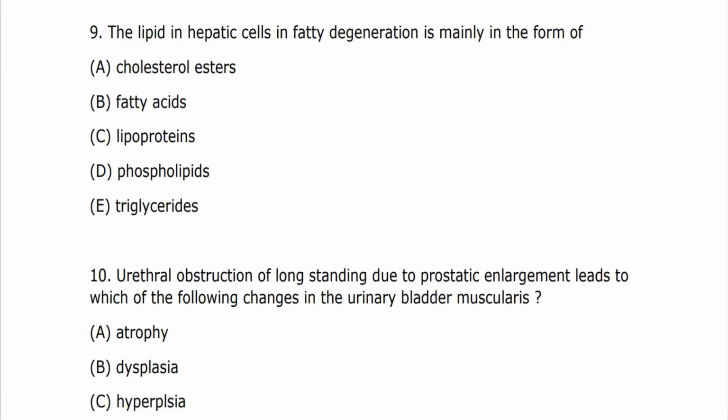Question number 9. The lipid in hepatic cells in fatty degeneration is mainly in the form of. Okay, so fatty degeneration in the liver, that's fatty liver disease. The accumulating lipid is actually triglyceride. This is in contrast to the lipids that will accumulate if you're having an atherosclerosis, atheroma, or xanthomas, where you're expecting cholesterol and cholesterol esters. So it's important we distinguish that.